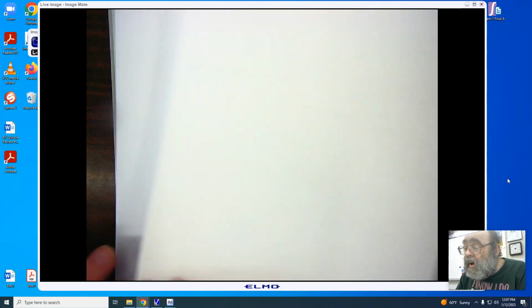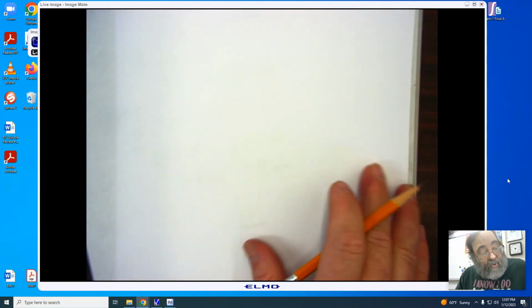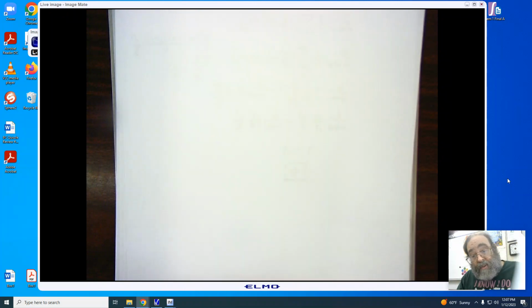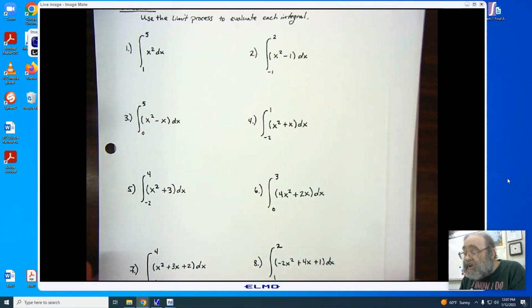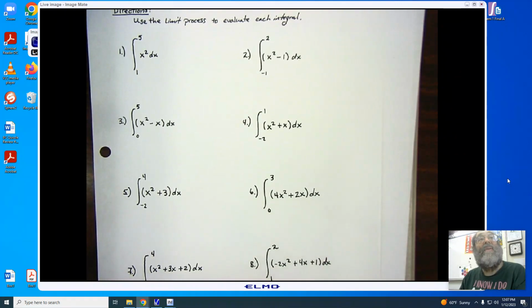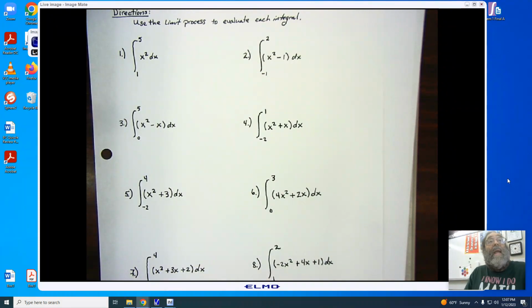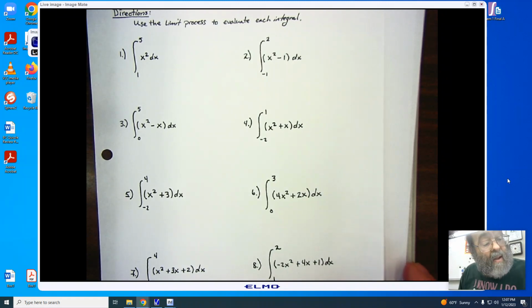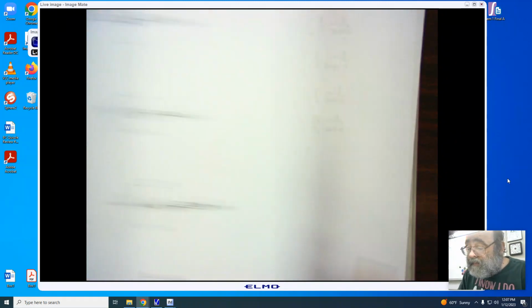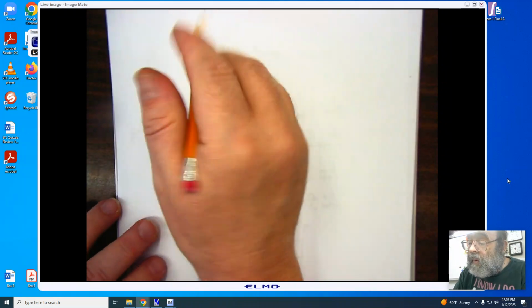We're now going to be taking a look at number 4. Let's just remind ourselves what number 4 was, or you can look back at the worksheet for those of you who are in my class. We're looking at -2 to 1 for x squared plus x. We're going to start off in the same basic place. Write down the formula.